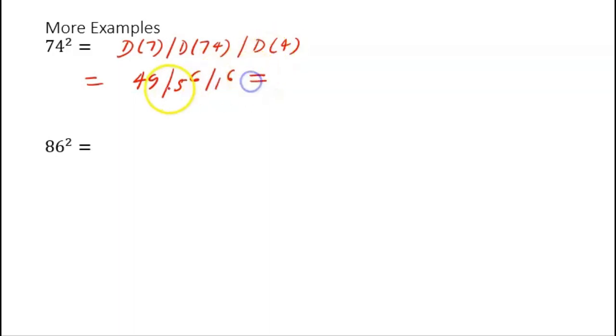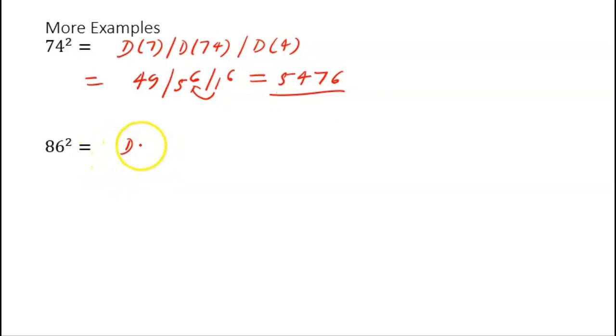Now I will adjust the terms. If I take this 5 to this side, it will become how much? 49 plus 5 is 54. And this 1, if I add it to this 6, it will become 7 and then 6. So what we got is 5476.